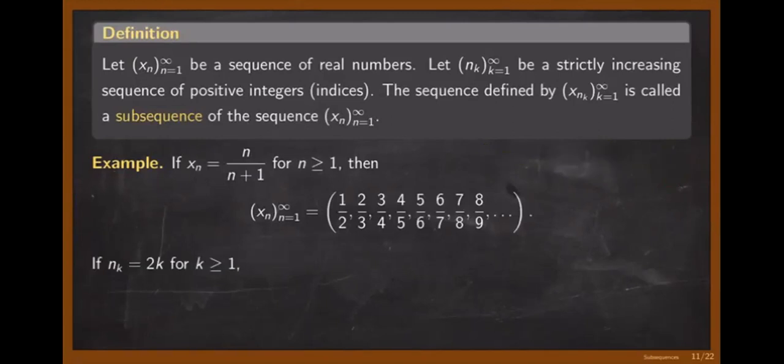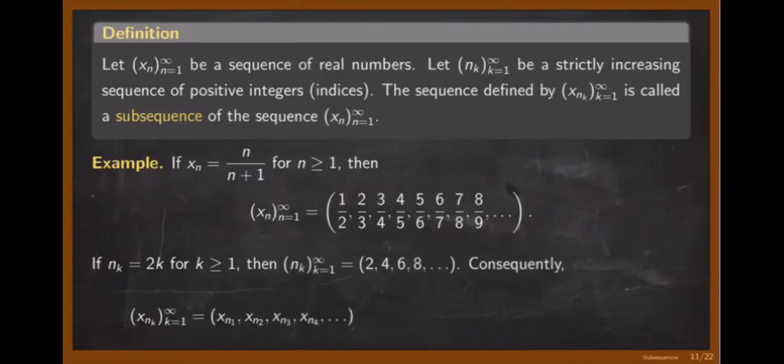Gagawa ko ngayon ng strictly increasing sequence of indices. Halimbawa, ang n sub k ko ay 2k. Pag nilista ko yung n sub k, ang n1 mo ay 2, ang n2 mo ay 4, ang n3 mo ay 6. So ito ay 2, 4, 6, 8, 10. Ano yung 2, 4, 6, 8, 10? Sequence of subscripts ito, di ba? Siya ngayon yung gagawin kong subscript nung subsequence.